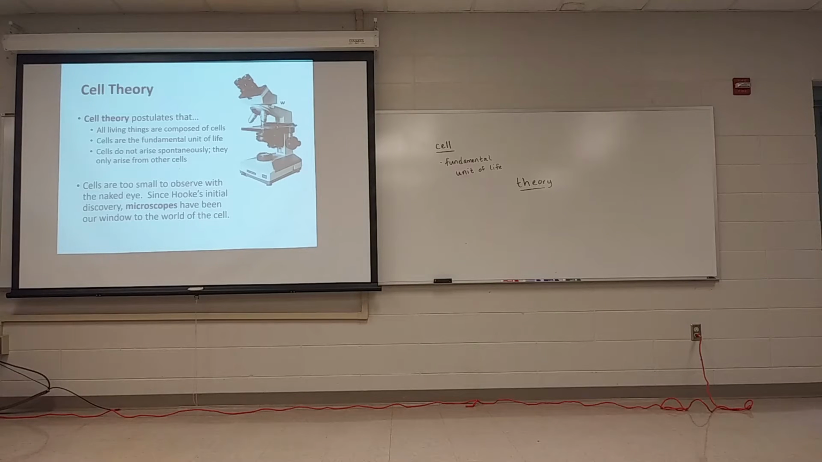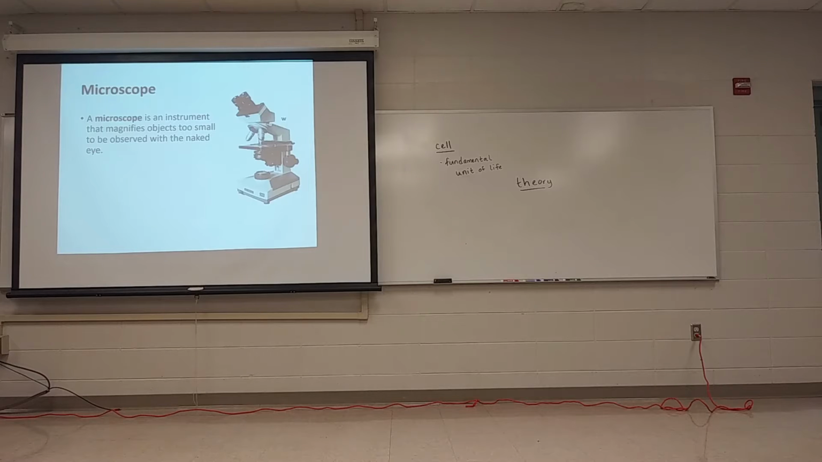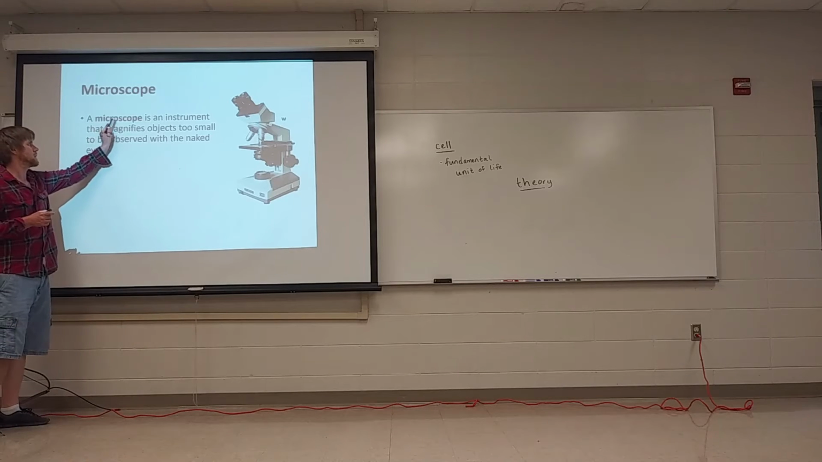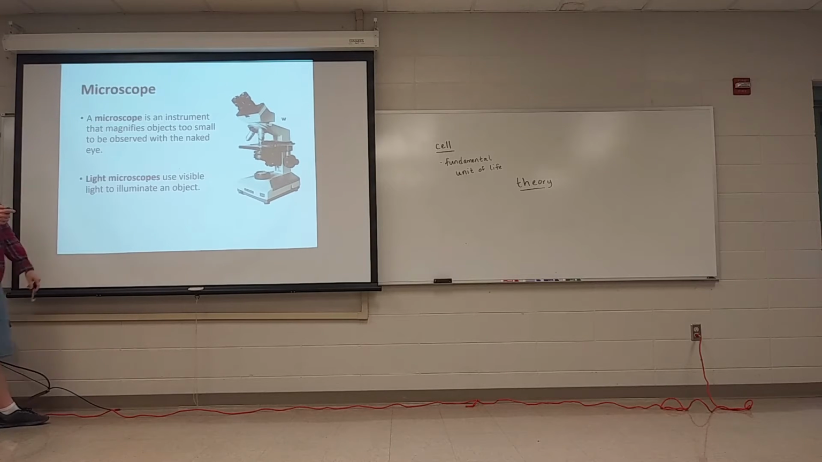Since Robert Hooke's initial discovery, we've had a lot of upgrades, so to speak, in the technology of observing the small. So let's look at microscopes. You guys have the microscope lab that you're doing as well, so hopefully this will help supplement that. I use the same stock image of a microscope for 3 straight slides, so I apologize for that. But this is a compound light microscope. So a microscope is an instrument that magnifies objects too small to be observed. It's right in the name, observing something small.